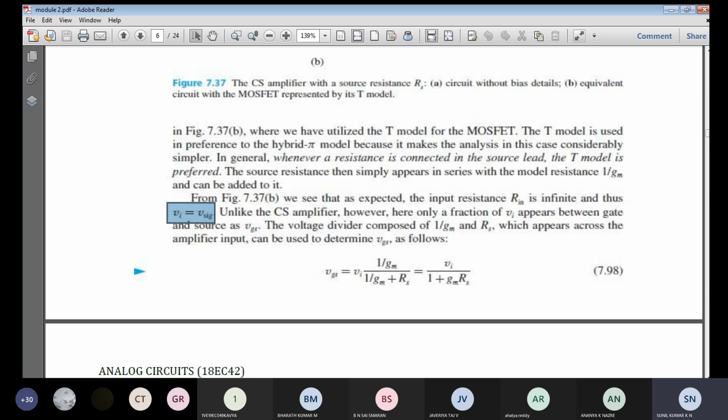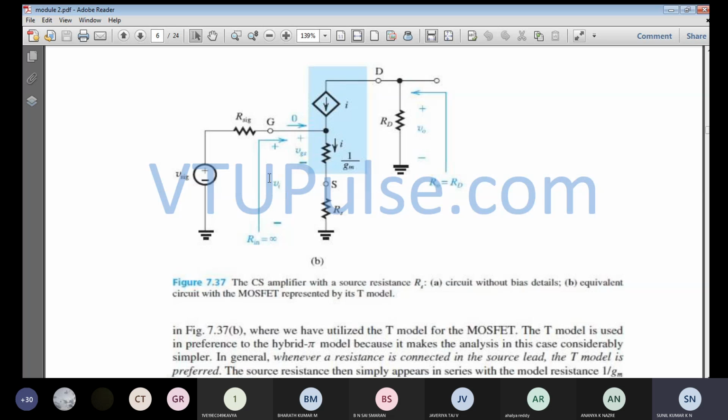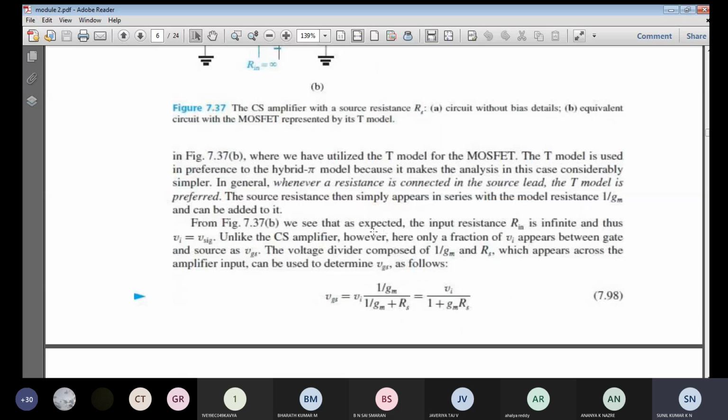Unlike the common source amplifier, in the previous case, only a fraction of Vi will be appearing between the gate and source. In the previous case Vi was equal to Vgs, but now a fraction of Vi will be appearing across Vgs and the remaining will be appearing across the source resistance Rs. So a fraction of Vi will be appearing across the gate to source and the remaining fraction will be appearing across the source resistance Rs. That is what you are going to see here.